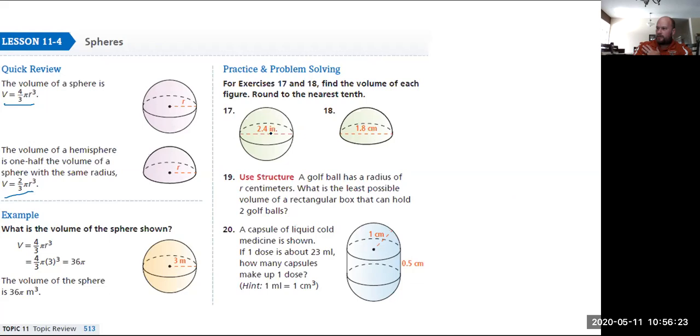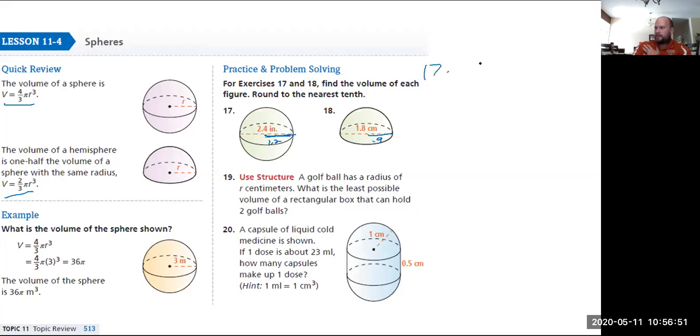So for number 17, there's not a whole lot of work to do on this. You just got to make sure you plug in the right number, because the number they give you isn't the one you're supposed to use. That's the diameter. The radius is only 1.2. Same thing on the other figure here. The radius is only 0.9. So just be careful. Make sure you use the radius and not the diameter when plugging into this. It's very easy to use the wrong number when plugging into these equations.